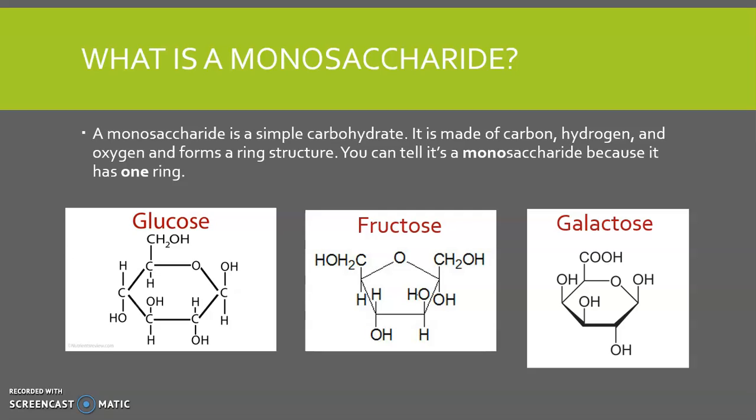one ring. So if you look down here, these are some common monosaccharides that we see in food: glucose, fructose, and galactose. You don't need to remember those names, but do remember that they have one ring, and that makes them monosaccharides. So if you look here, one of them has five points on the ring, two of them have 6 points on their ring. No matter what it is, if it's a monosaccharide, it only has one ring in it.